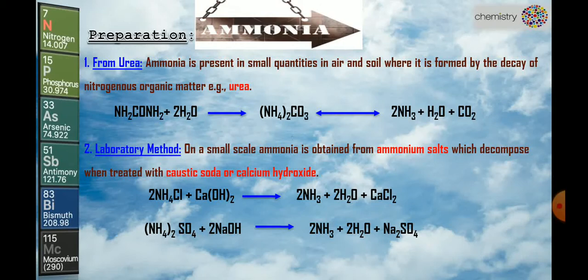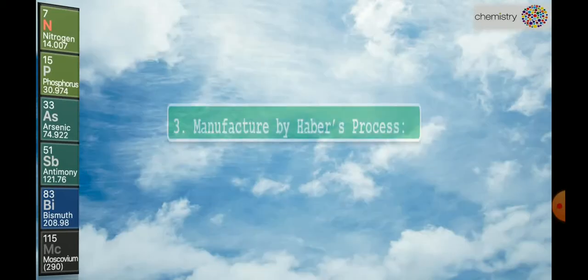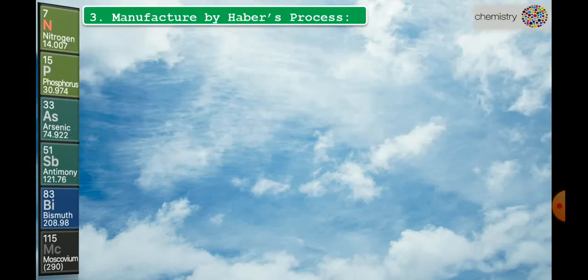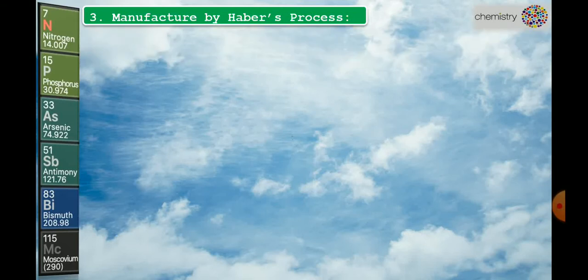Clear? Okay, fine. We'll move to the next point. The next point is very, very important. The manufacture method of ammonia, by which process? Haber's process. On a large scale, for industrial purposes, ammonia is manufactured by Haber's process, which we will discuss. I tell you, it's very, very important. Manufacture of ammonia by Haber's process. It's very, very important as far as the board examination is concerned.